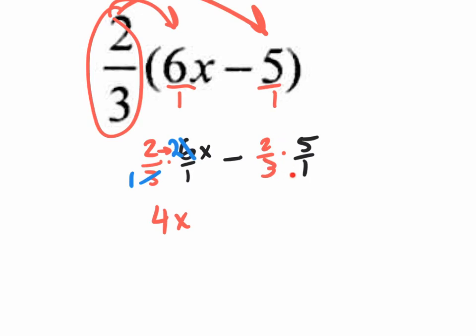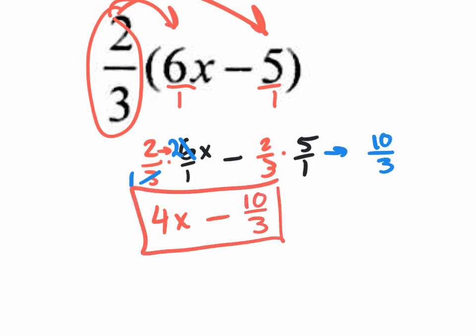Now this one over here, let's do this problem. Could I cancel anything here? I cannot, right? Okay, so let's just multiply. 2 times 5? 10. Let me show my work over here, 10. And 3 times 1? 3. And we do have a minus sign right between them. So our answer is going to be 4x minus 10 over 3. You can't really do anything with that. That's your answer.